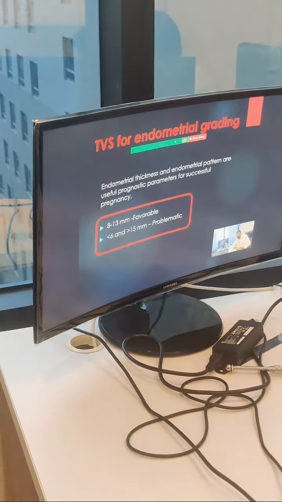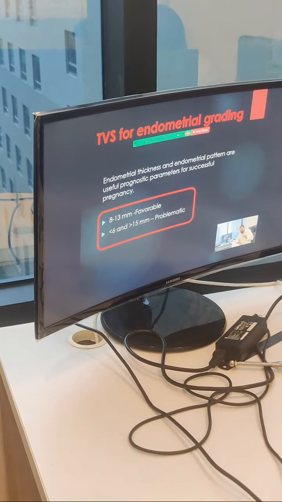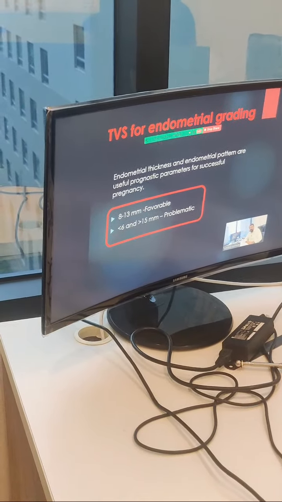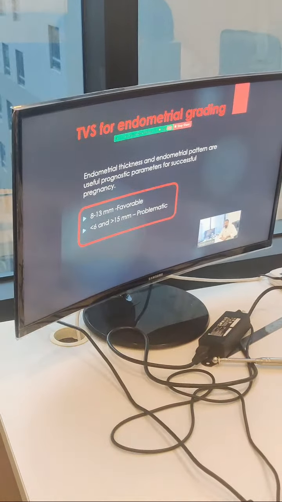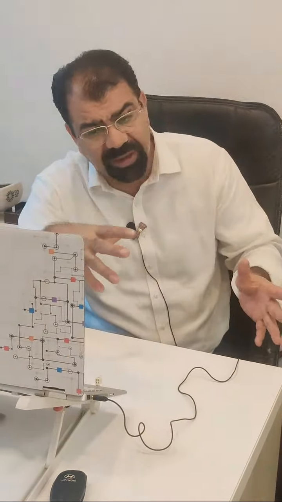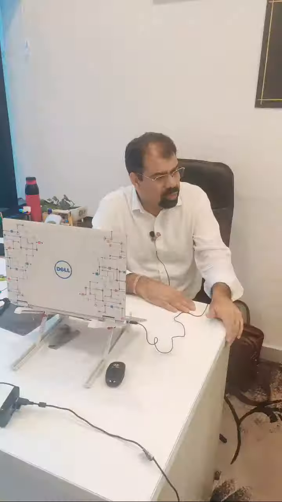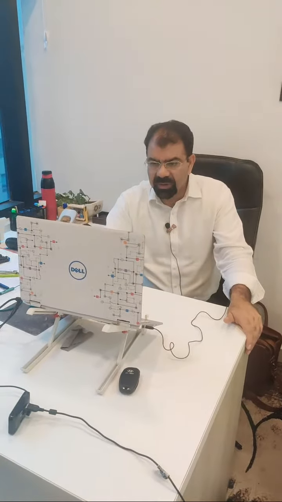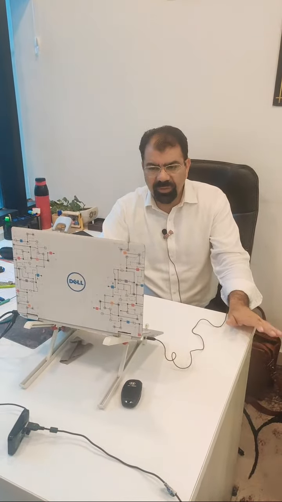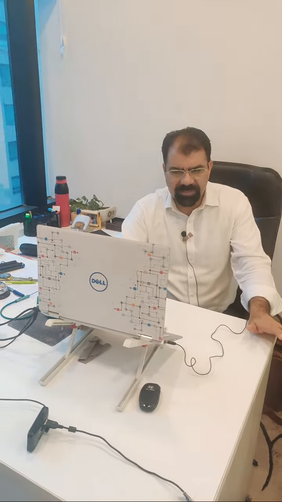So this is what I started with. In the start, I said that I should not get happy with a thick endometrium. A thin endometrium, of course, we all know. So if the endometrium is much thicker, that can also be a factor which has led to infertility. Now, we have to grade the endometrium.